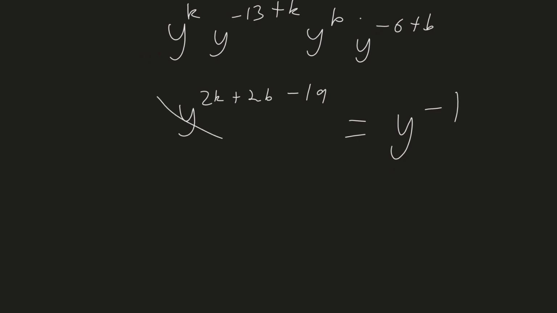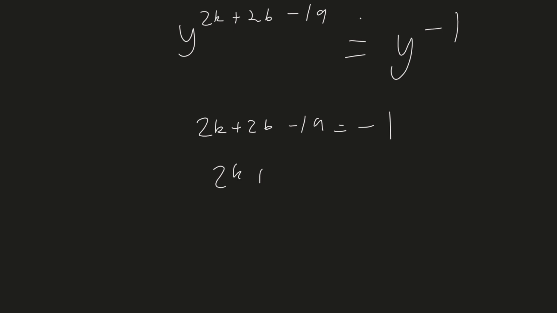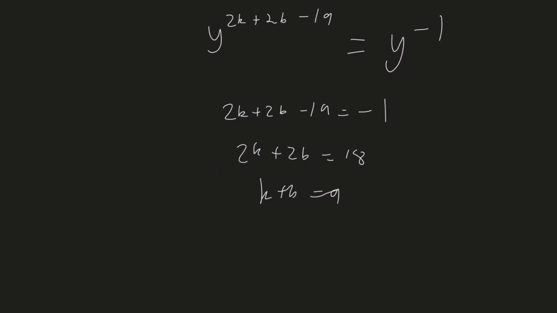So now we can cancel out these y's, and we get 2k plus 2b minus 19 is equal to minus 1. We're going to bring this 19 to that side, and we get 2k plus 2b is equal to 18, so k plus b is equal to 9. Now, we are going to try and find values of k and b that add together to get 9.